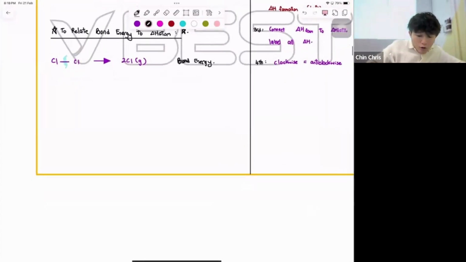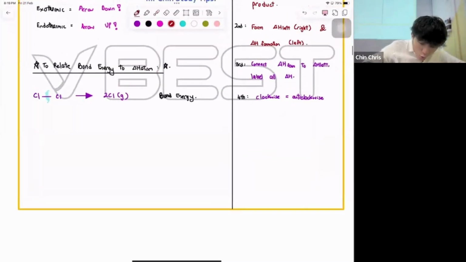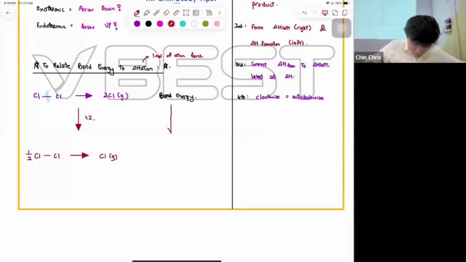Okay, how do you convert your bond energy to delta H atomization? Remember, your delta H atomization always stands for 1 mole of atoms formed. So guys, do you see that this is 2 moles of atoms? So this entire equation, go and divide it by 2. So you get half Cl2 turning into 1 Cl atom. This value, we take bond energy divided by 2. That is your delta H atomization.